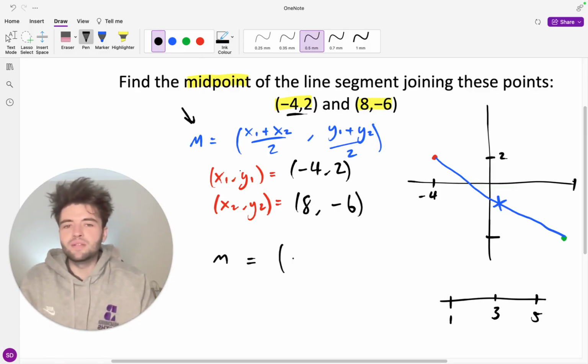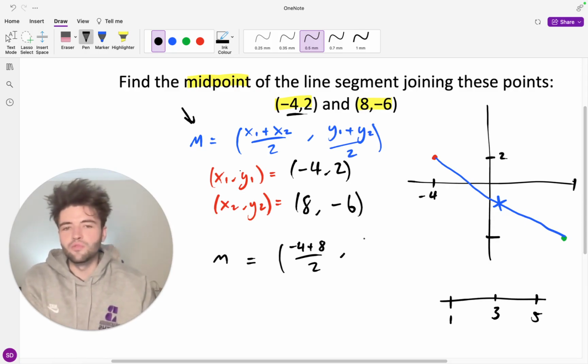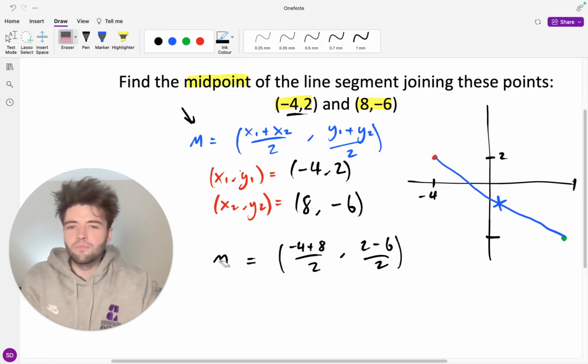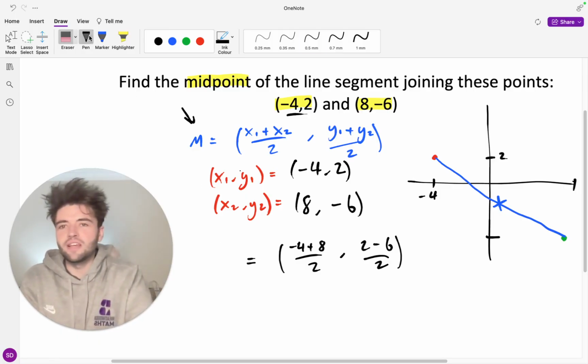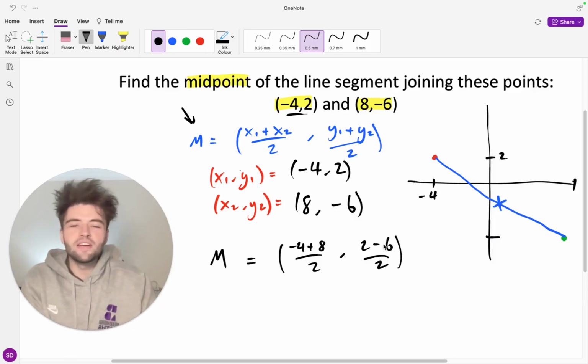So we can say that m is going to be equal to minus 4 plus 8 for our x value, all over 2. And then y1 plus y2 is going to be 2 plus minus 6, so just 2 minus 6. And then that's going to be over 2 as well. And what I'm going to do as well is just actually change the m that I had there to a capital M. So capital M for midpoint, because a small m usually means slope, so I don't want to confuse that here. So there's a capital M for midpoint, and now we just need to tidy this up.